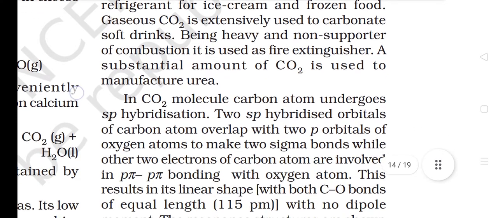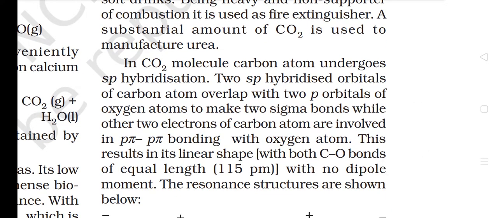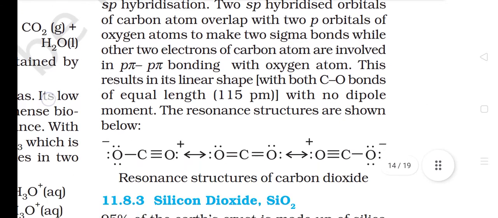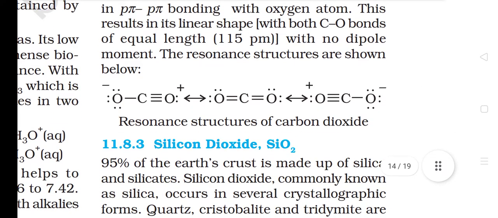In the CO2 molecule, the carbon atom undergoes sp hybridization. Two sp hybridized orbitals of the carbon atom overlap with two p orbitals of oxygen atoms to make two sigma bonds, while the other two electrons of the carbon atom are involved in p pi bonding with oxygen atoms. This results in a linear shape with both C-O bonds of equal length, 115 picometer, with no dipole moment. The resonance structures are shown below. Resonance structure of carbon dioxide.